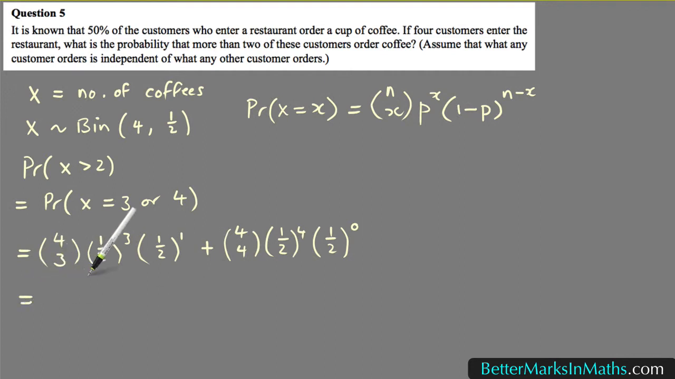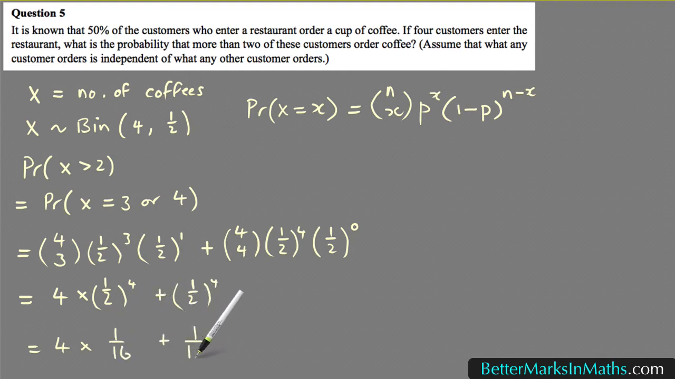And from here, the next step is 4 choose 3 is equal to 4, and then same base here, and you're multiplying those 2 terms, so you would add those powers, so you'll have 4 times 1/2 to the power 4, and then plus, and 4 choose 4 is equal to 1, and all of this is just going to equal 1/2 to the power 4. And then in the next step that becomes 4 times 1 on 16 plus 1 on 16, and so you've got 5 lots of 1 on 16, which is 5 on 16, which is the correct answer for this one.